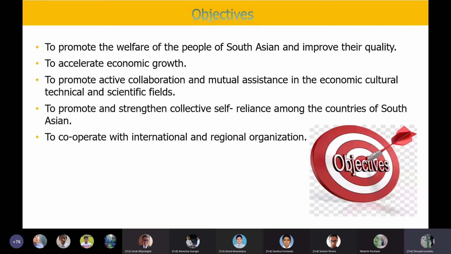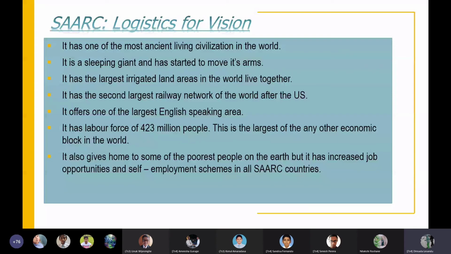SAARC logistic vision. SAARC is the largest geo-economic bloc in the world with 1.2 billion people. Its GDP based on purchasing power parity is $3.57 trillion. Its combined average growth is over 7%. Its plan includes a common market. So, these are some logistic visions. It has one of the most ancient living civilizations in the world. It is a sleeping giant that has started to move its arms.